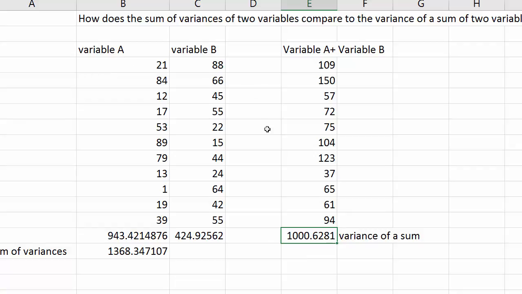I want you to do the same thing, but not with just 10 of these. I want you to do it with 100 of them, and because it's a spreadsheet, this should be fairly easy to do. Then I want you to compare the sum of the variances of two variables to the variance of the difference of two variables. In other words, you will also be doing variable A minus variable B. So save your spreadsheet and write me a little summary. How do those two things compare?